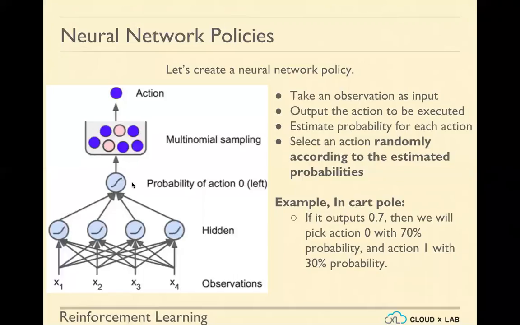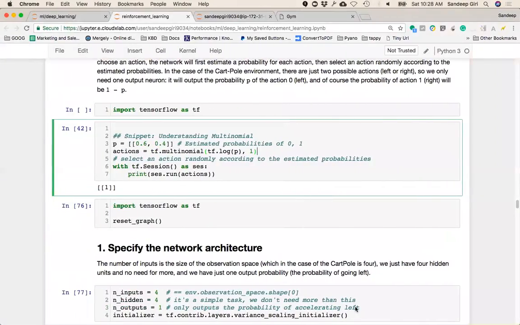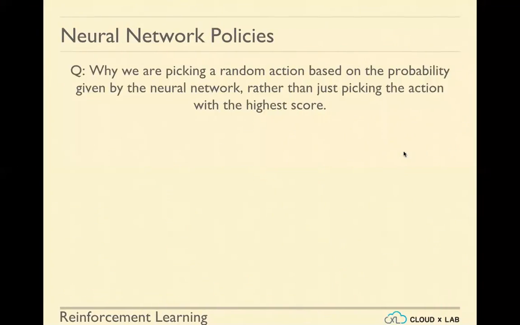Now, instead of just taking its suggestion, you again do eeny, meeny, miny, mo at this point, and then take some action. You do multinomial sampling. Just that instead of purely random, you do the coin toss with the same kind of bias as the outcome of the neural network. So the question is, why do we do that? Anybody? Why are we picking a random action based on the probability given by the neural network, rather than just picking the action with the maximum probability or maximum score?